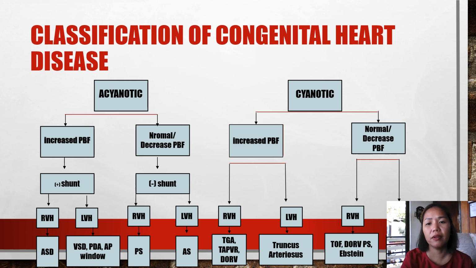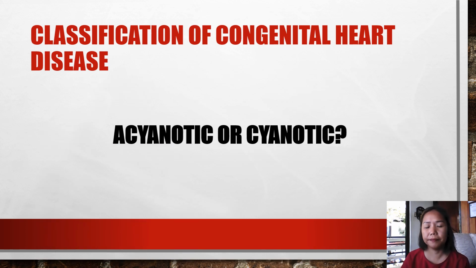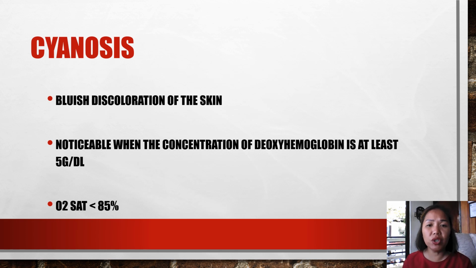For starters, it is important to determine if you are dealing with a cyanotic or acyanotic heart disease. Cyanosis is usually clinically detected if the oxygen saturation is less than 85% and if the concentration of deoxyhemoglobin is at least 5 grams per deciliter.